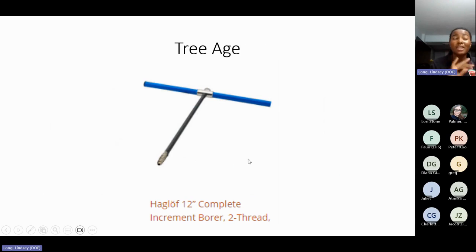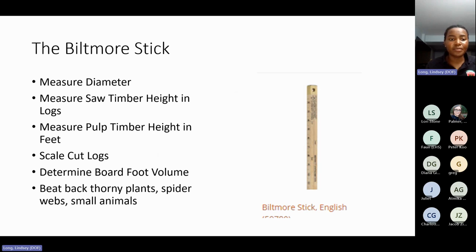Tree age. Instead of cutting down a tree to get a tree cookie, to count the rings and figure out how old it is, you use an increment borer. What you do is drill into the tree and then count the rings. It'll produce a little straw of wood, and you can count the rings on the straw and that'll tell you how old the tree is, as opposed to killing the tree.